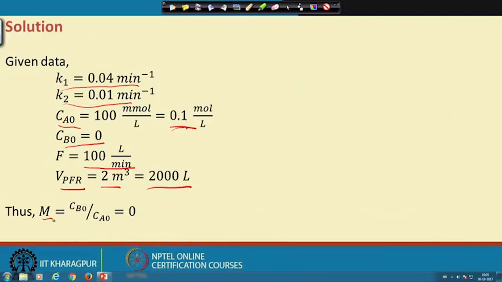Now, M is the ratio of CP0 by CA0, that is equal to 0, because at the initial point, at 0 hour, this product concentration is 0. So, M should be equal to 0. So, this is the input of the problem that we have, and from that we can find out what is the equilibrium conversion that we have in this particular process.